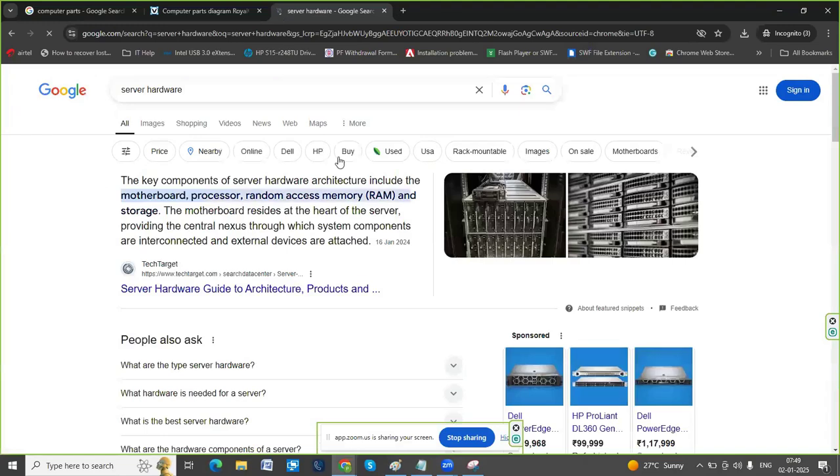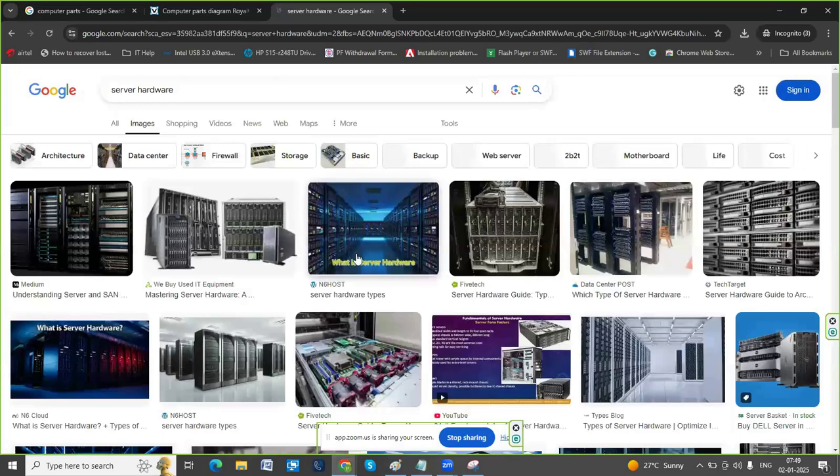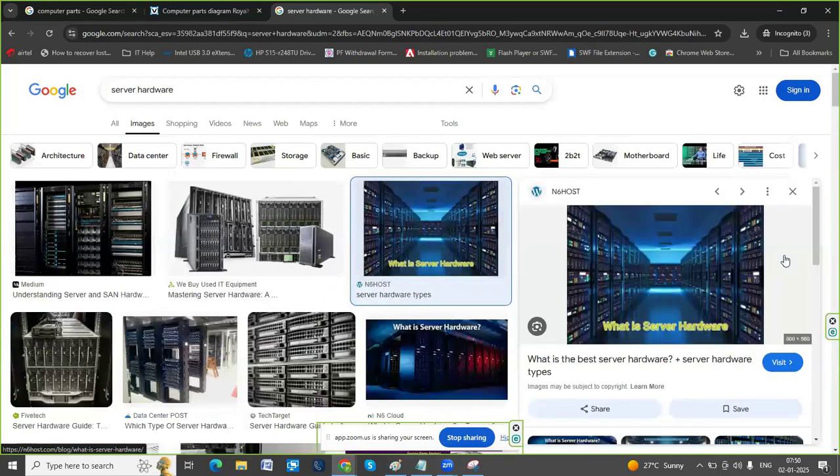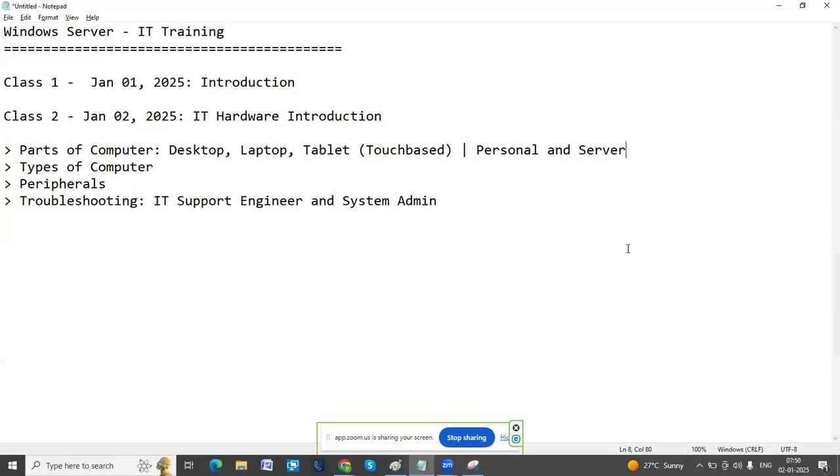Just give it, because you have to Google it. Why am I telling you to Google? Because you need to do homework. So this is how the server hardware looks. Whatever you are seeing is called a data center. Now coming to this homework part, you have to note it down.